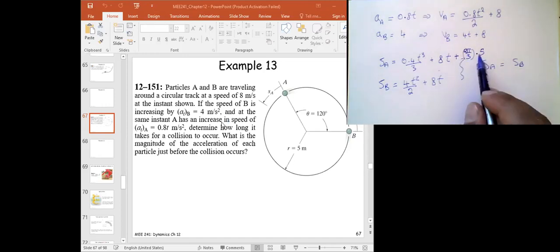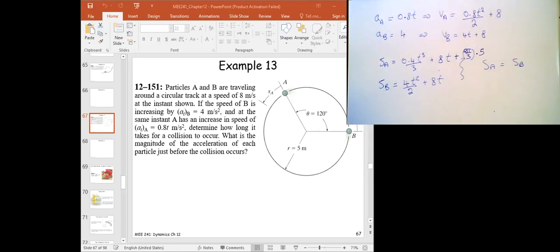So 2 pi over 3 times 5, and then another way to convert that, obviously, you divide 120 by 180 times pi. So the radian times the radius, basically, that would give me the distance along the arc, right? So if time is equal to 0, SA of 0 is equal to 0. Right? Okay.